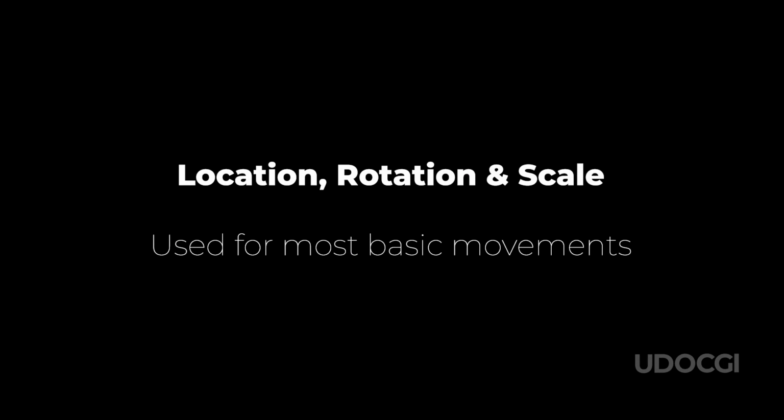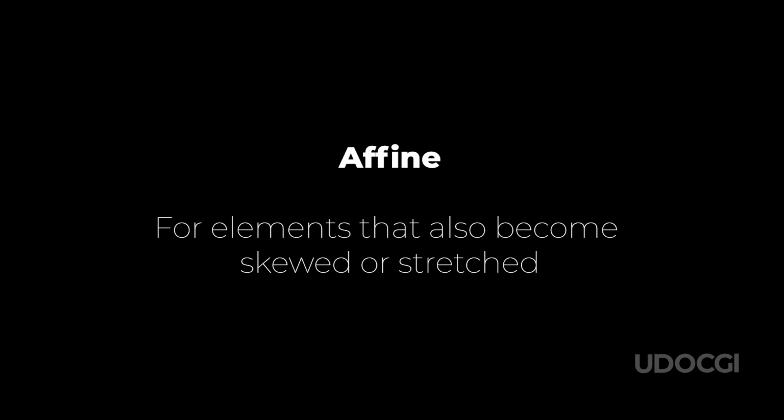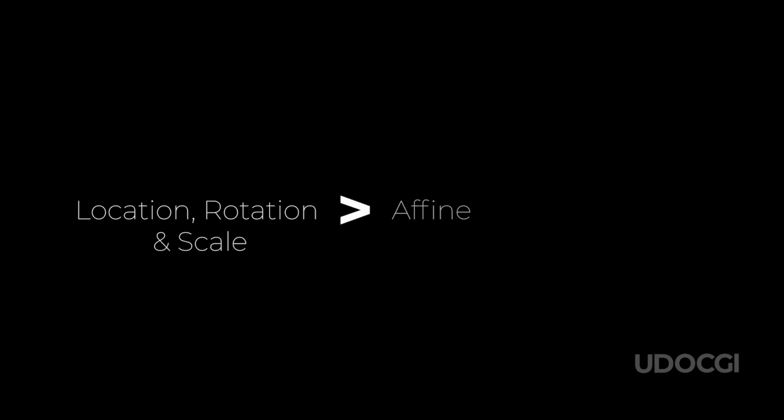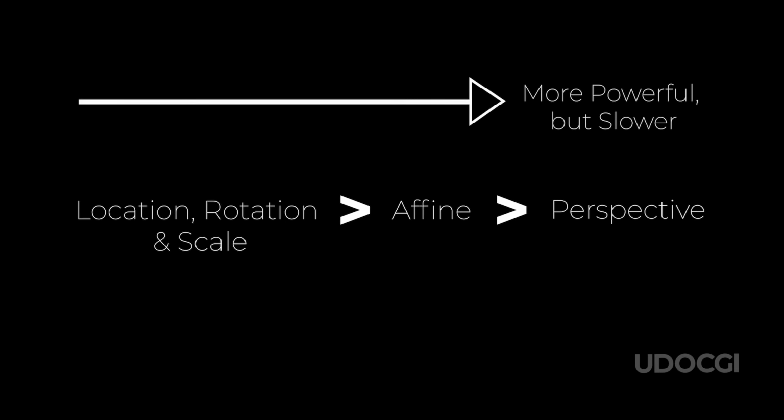For most basic movements, location, rotation, and scale works well. Use affine when tracking elements that become skewed or stretched. You can try perspective if you have complex footage, otherwise stick to affine or location, rotation, and scale. Keep in mind that more complex motion models slow down tracking, so try to choose one that best fits your scene.